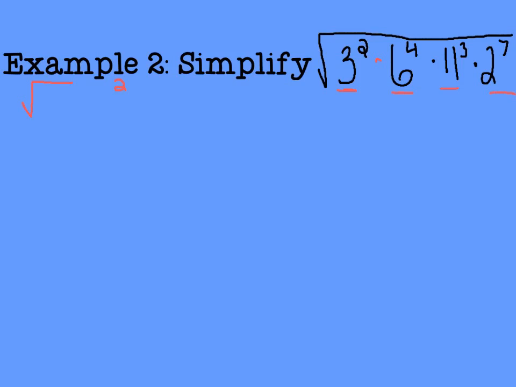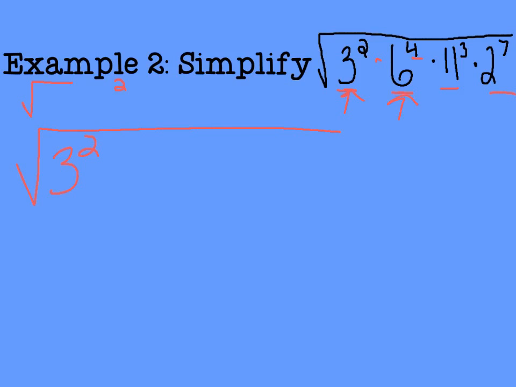So even before I break apart the radical, what I'm going to do is break apart everything to have a power of 2. So this first one, 3 to the power of 2, it already has a power of 2. So I'm just going to leave it. The 6, though, I see it has a power of 4.